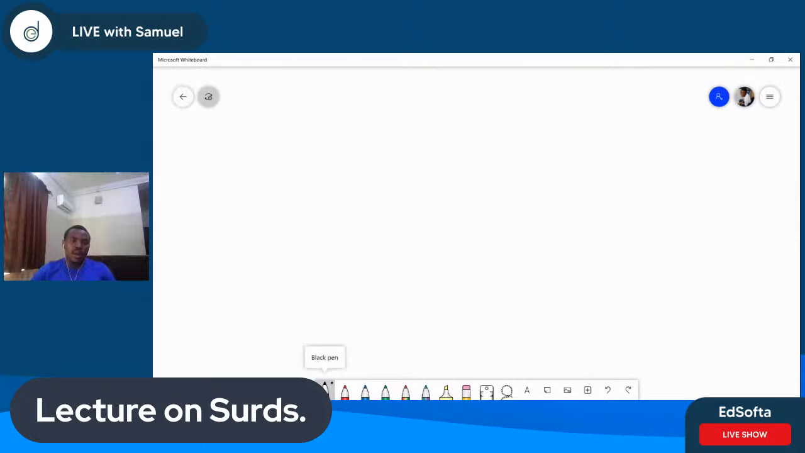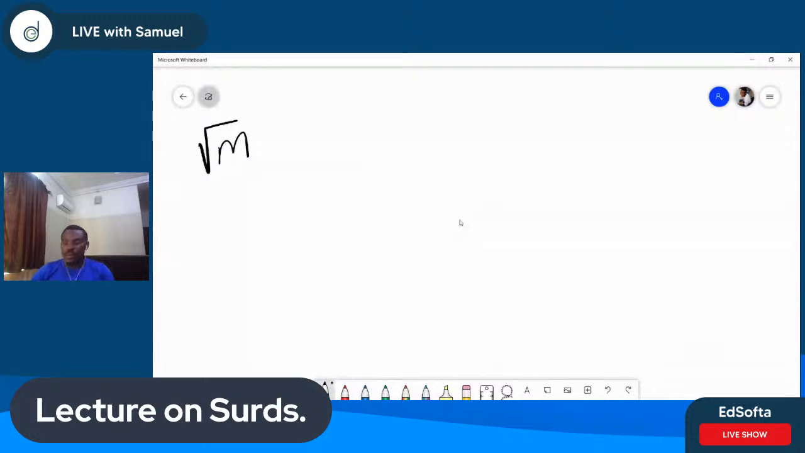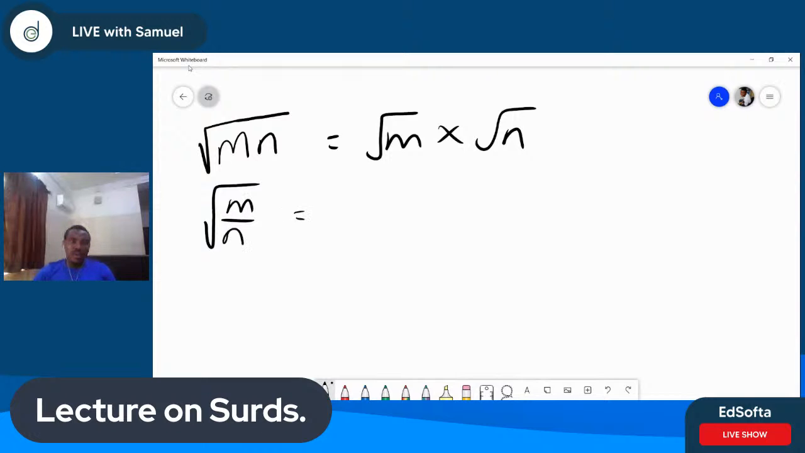Take for instance, we have root mn is equal to root m times root n, and root m over n is equal to root m over root n.